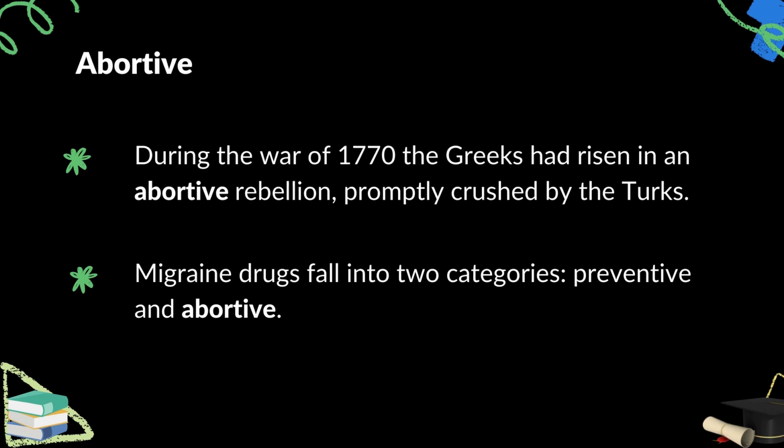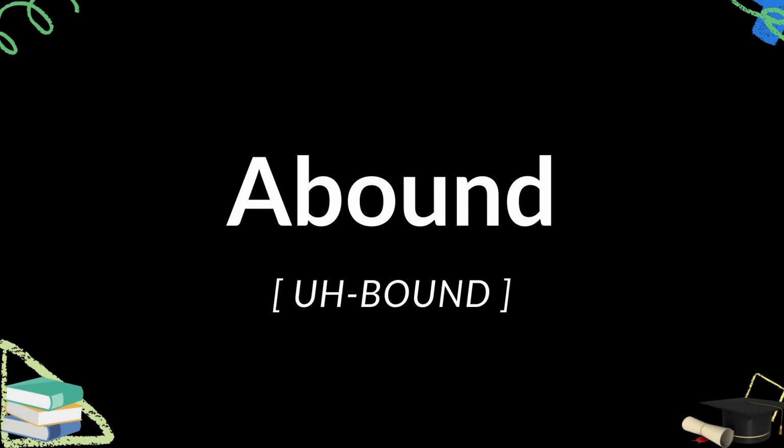During the War of 1770 the Greeks had risen in an abortive rebellion, promptly crushed by the Turks. 2. Migraine drugs fall into two categories, preventive and abortive. The next word is abound.